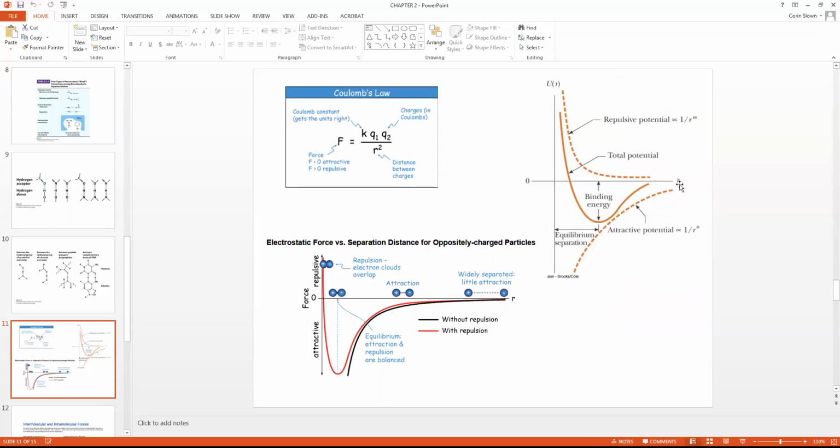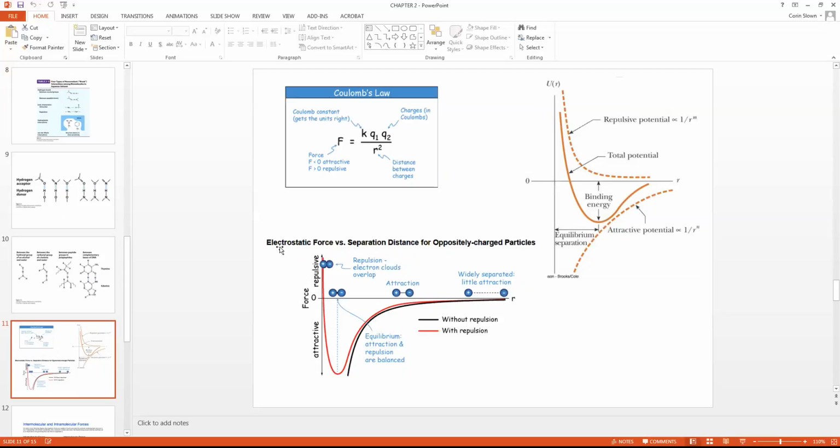Across relatively close distances, you have pretty significant repulsion. And so really what this shows is that there's this sweet spot, what we think of as the binding energy. It's this ideal position where I am minimizing my repulsive potential and maximizing my attractive potential. And this is the ideal distance, r, of my bond.